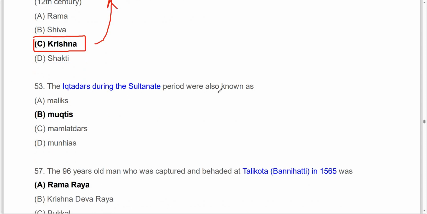Iqtadars during the Sultanate period were also known as the Muktis.